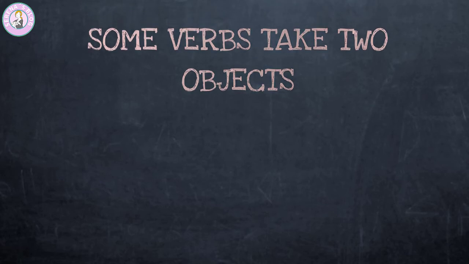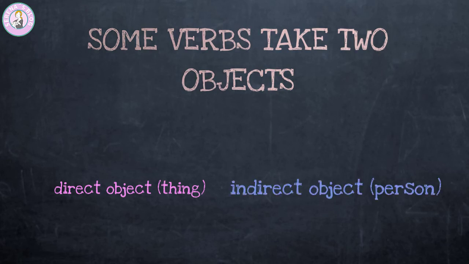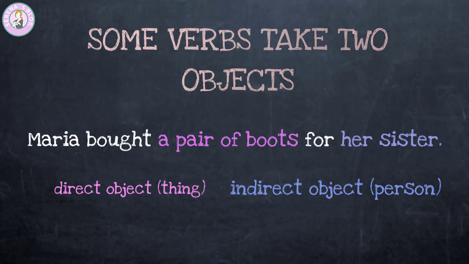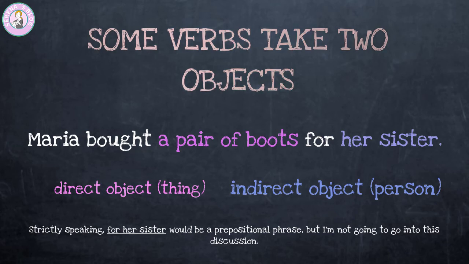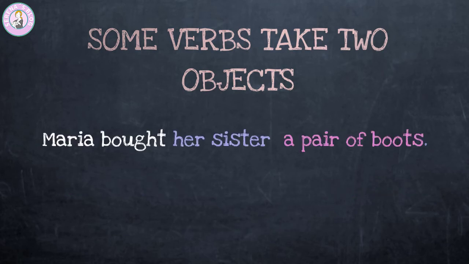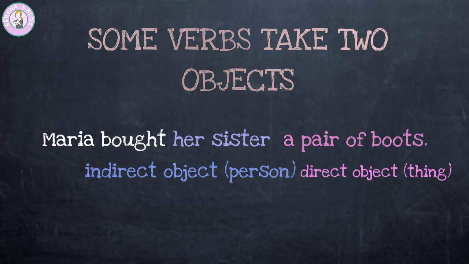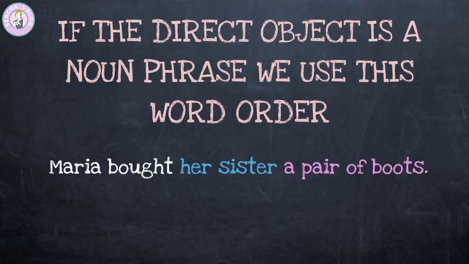Some verbs take two objects. One is a direct object, which is usually a thing, and the other is an indirect object, which is usually a person. Like in the sentence, Maria bought a pair of boots for her sister. A pair of boots is a direct object and her sister is the indirect object. Or in the sentence, Maria bought her sister a pair of boots, where the indirect object is in the first position and the direct object is in the second position.